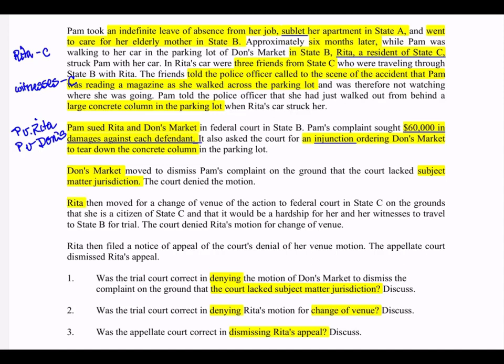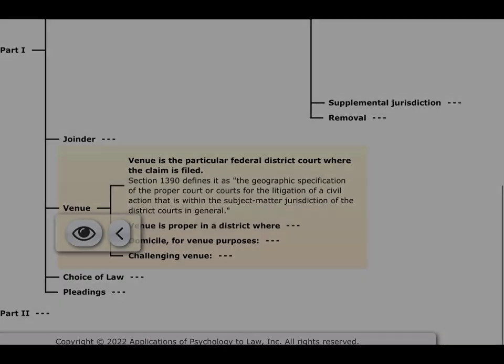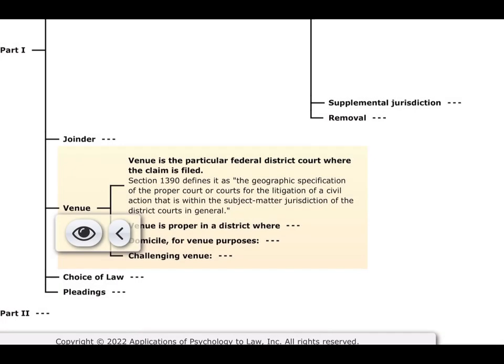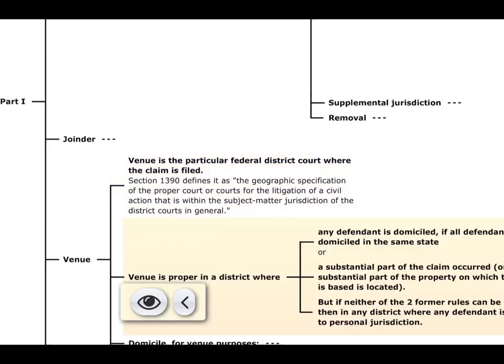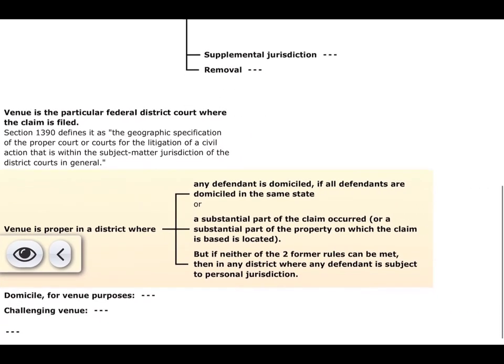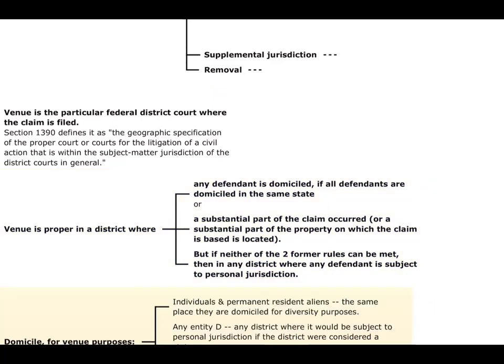on the grounds that she's a citizen of State C and that it would be a hardship for her and her witnesses to travel to State B for trial. The court denied Rita's motion for change of venue. Okay, let's take a look at the law here. So we know that venue has to do with the particular federal district court where the claim is filed. We know that venue is proper in a district where any defendant is domiciled, if all the defendants are domiciled in the same state. It's also proper where a substantial part of the claim occurred or a substantial part of the property on which the claim is based is located.